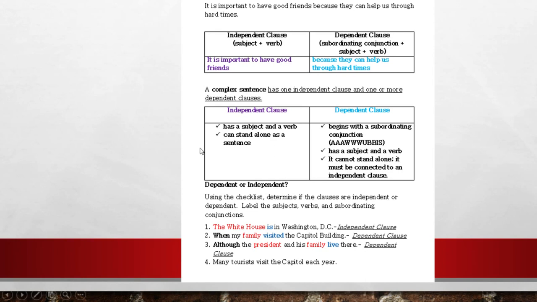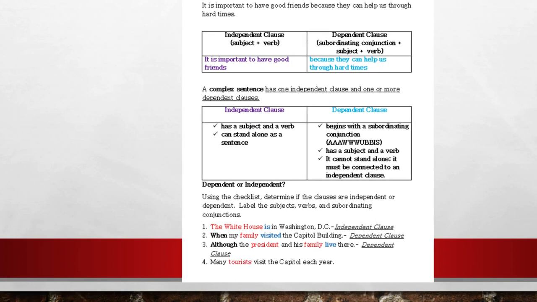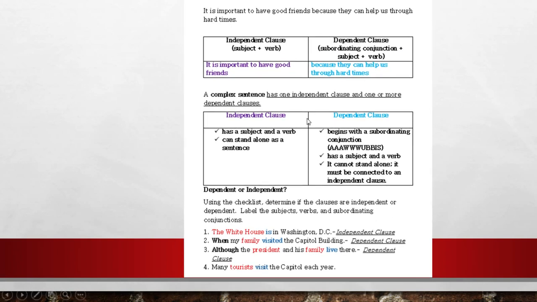Alright, does it have a subject and a verb? Tourist is the subject and visit is the verb. And can it stand alone? Many tourists visit the capital each year. Yes, it can. This can stand alone. Therefore, this is an independent clause.